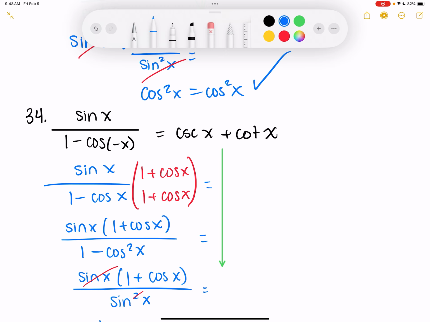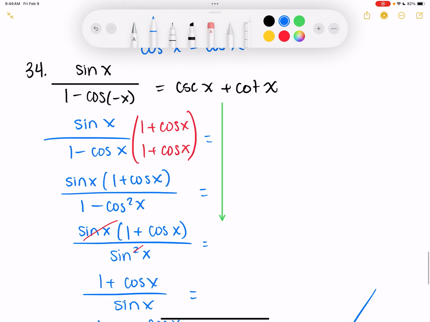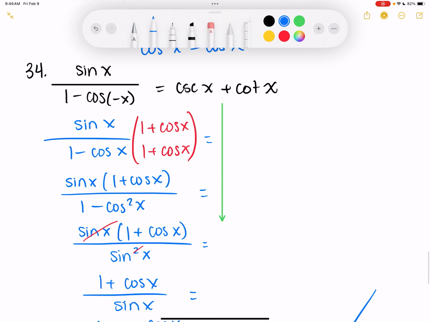So then sine cancels, and the square on the bottom cancels because I'm still left with 1. So I just cancel out the little square. Then I'm left with 1 plus cosine x over sine of x. Then what can I do?